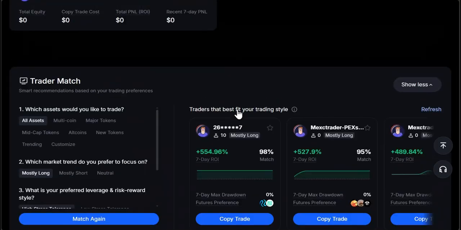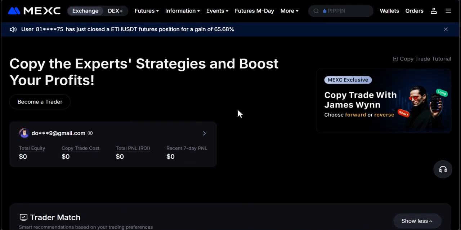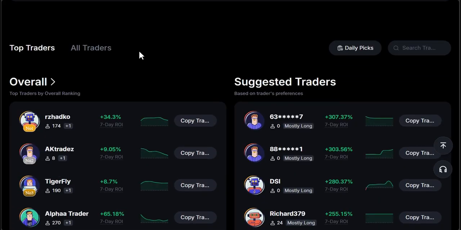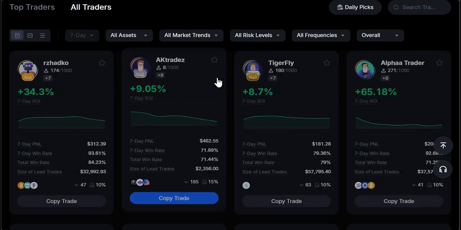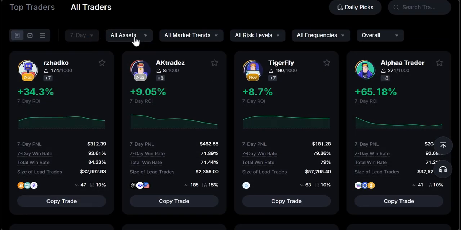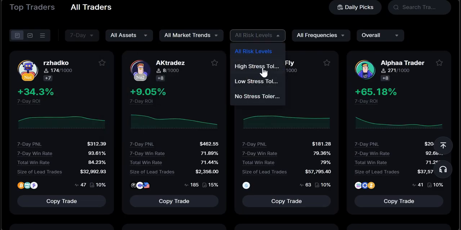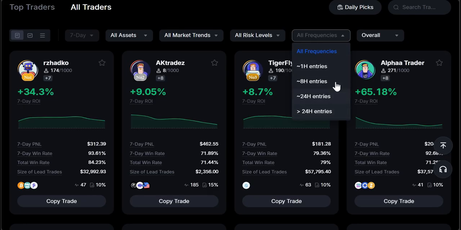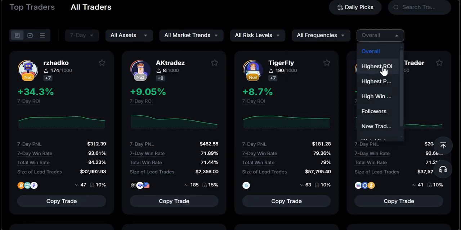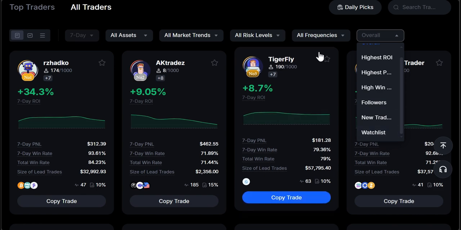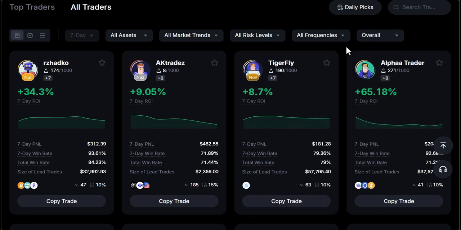know step by step. Now look, to avoid random risky traders, go to the All Traders tab. Here you can see different filters like what kind of assets are they trading, type of trends they are taking, risk levels and frequencies of trades. You can also sort them by overall ranking, ROI percentage, highest P&L, win rate, new trader, based on trading days, and even watch list they have. Let me break down what each of these metrics actually means because this is super important.